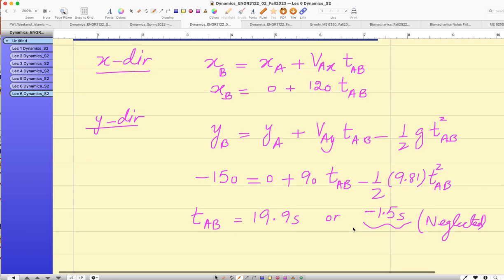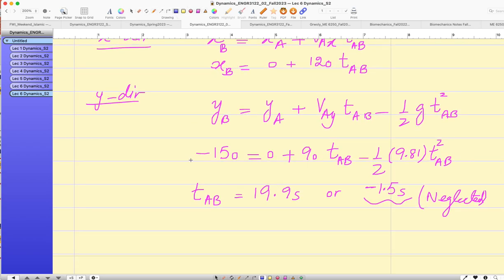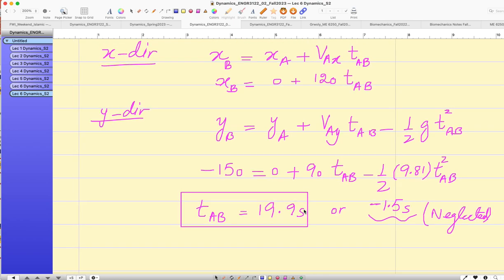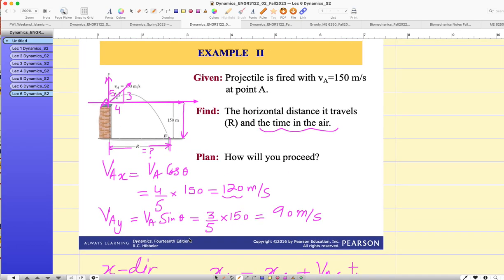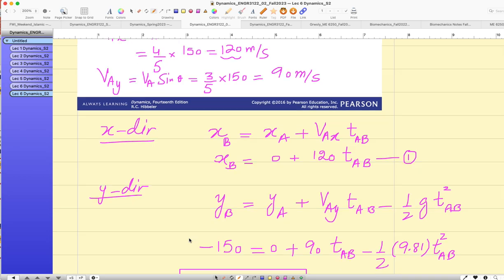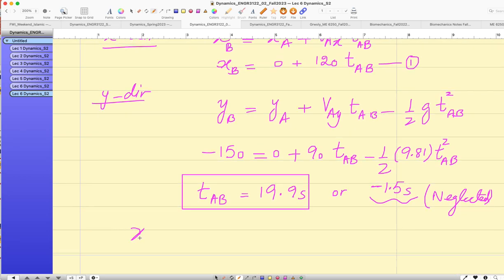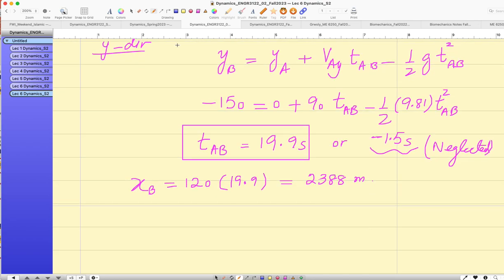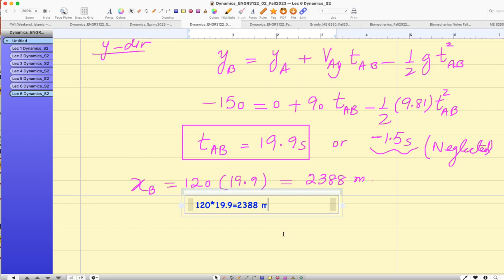This is the second part of our question. We have found the time. You will plug it into equation number 1 to find the horizontal distance. That is also part of the question. Find the horizontal distance R, which is given in equation 1. So XB equals 120 times 19.9. If you do the math, you should get 2388 meters. Let me see if you get the same answer. I can plug it into my small calculator. 2388. Yes. Okay.